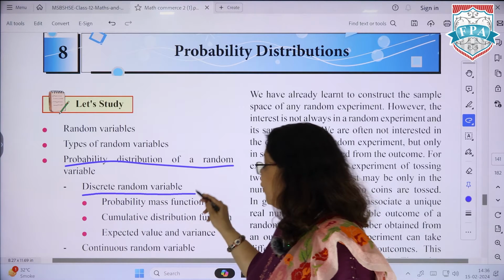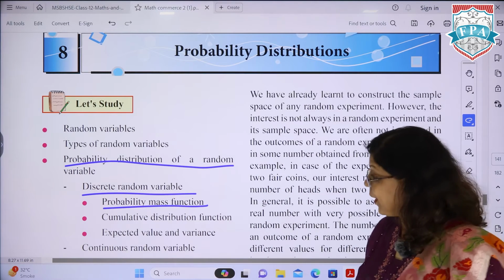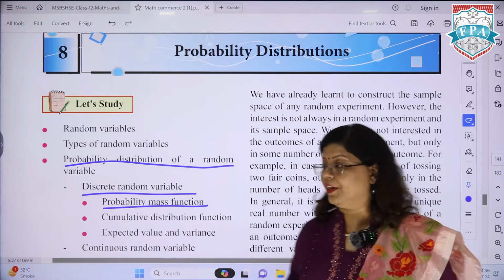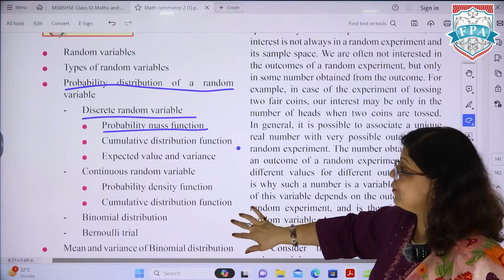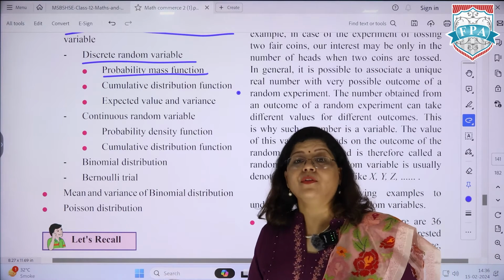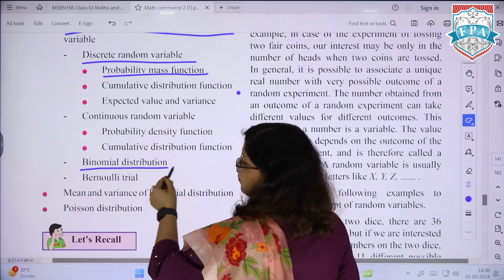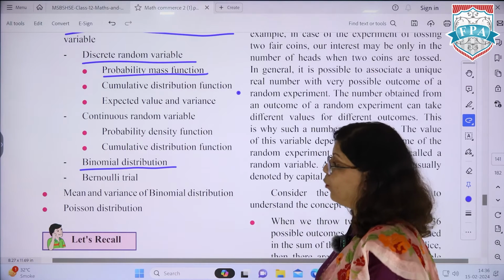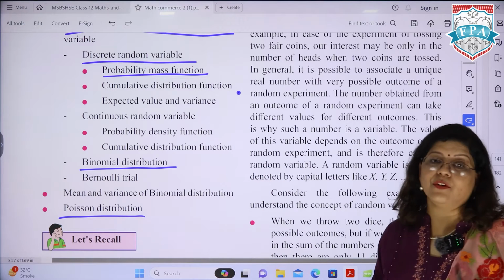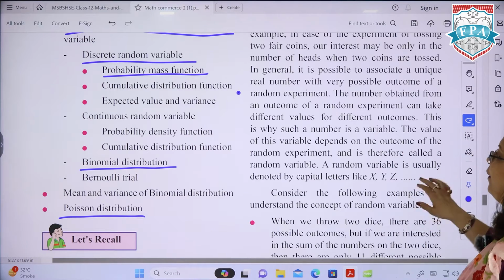Using that we also calculate probability mass function, cumulative distribution function, expected value and the variance. Expected value is also known as the mean of the probability distribution. Then we have continuous random variable, probability density and two different kinds of probability calculation methods. One is by binomial distribution जिसमें कि हम उनका mean and variance देखेंगे, and one is by Poisson distribution. So these are two different forms and then we have different formulae for that. So let's first start with the understanding of a random variable.